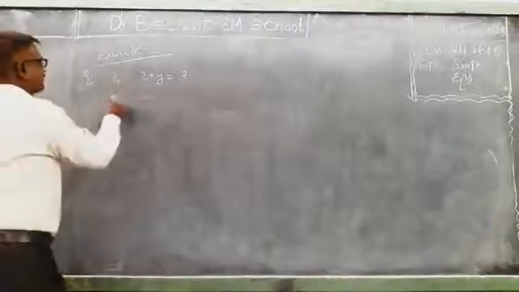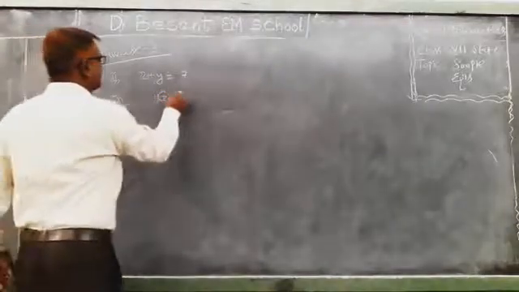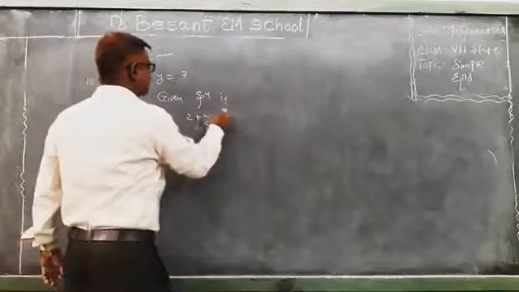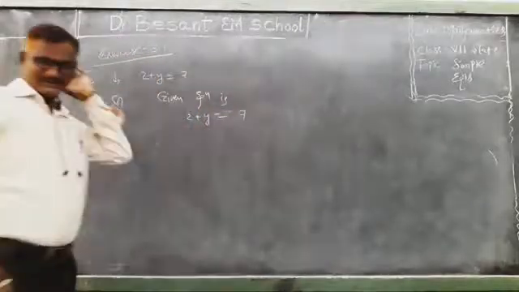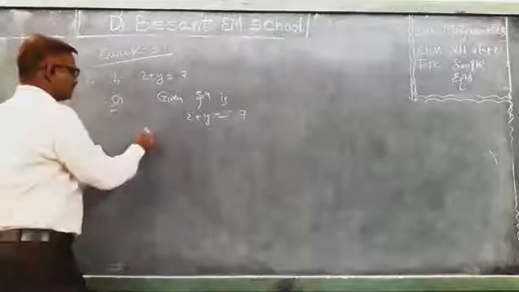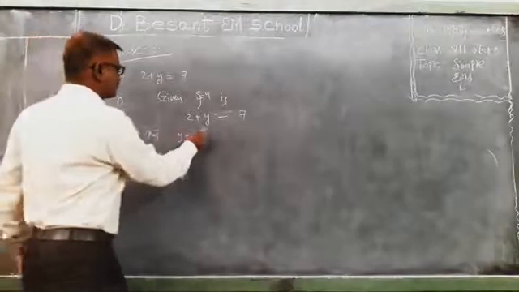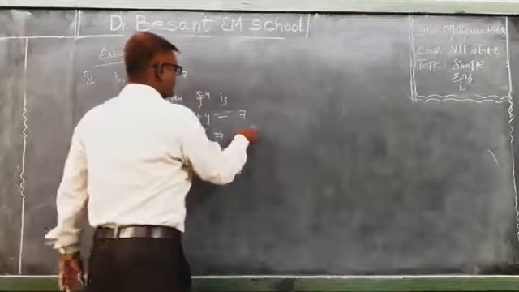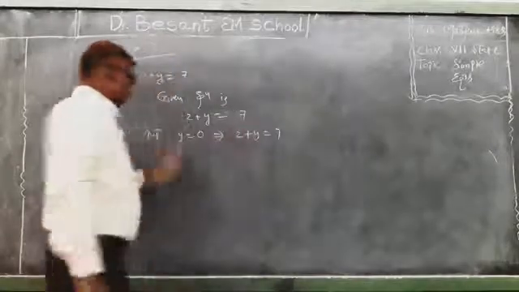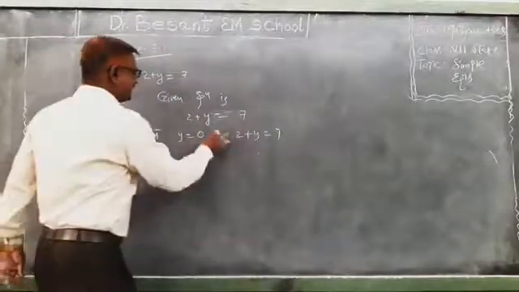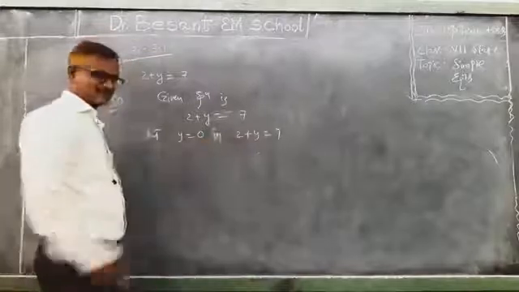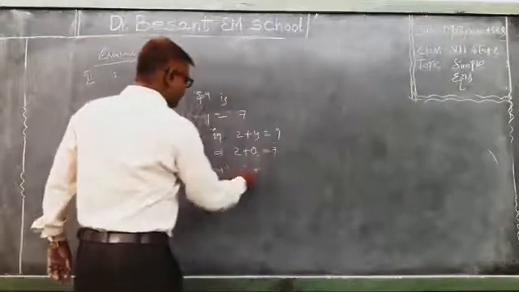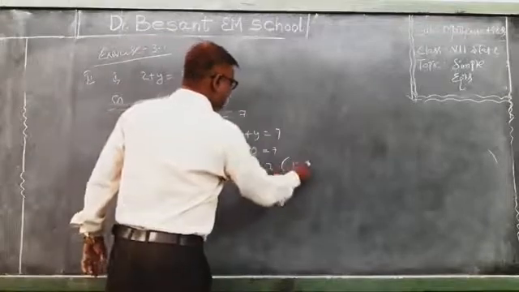Observe. Solution. The given equation is 2 plus y is equal to 7. Put y equal to 0 in the equation. So 2 plus 0 is equal to 7. 2 plus 0, that is 2, is equal to 7, which is false.